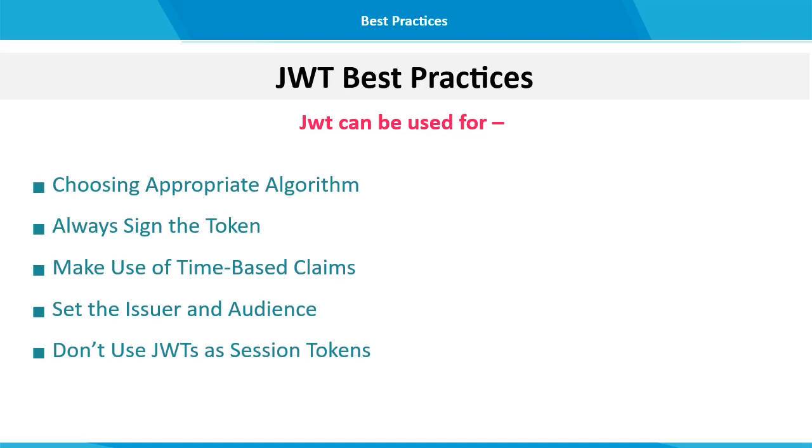The next best practice is to set the issuer and audience as claims. With these claims, they will retrieve the signature key and check whether the token is issued for them or not. When using an identity provider for our web app, we should use JWT for identifying and validating the user.